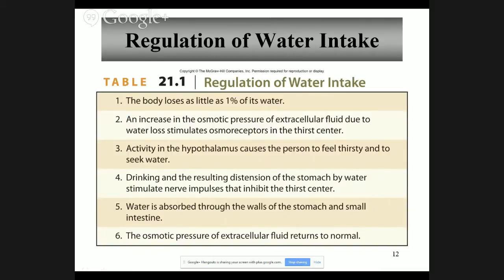So the regulation of water intake: your body should lose as little as 1% of its water. There's an increase in the osmotic pressure of extracellular fluid due to water loss, which stimulates osmoreceptors in your thirst center, so it makes you want to drink more water. And activity in the hypothalamus causes the person to feel thirsty. Drinking and the resulting distension of the stomach by water stimulates nerve impulses that inhibit the thirst center. And then water is absorbed through the walls of the stomach and small intestine, and then the osmotic pressure of the extracellular fluid returns to normal.